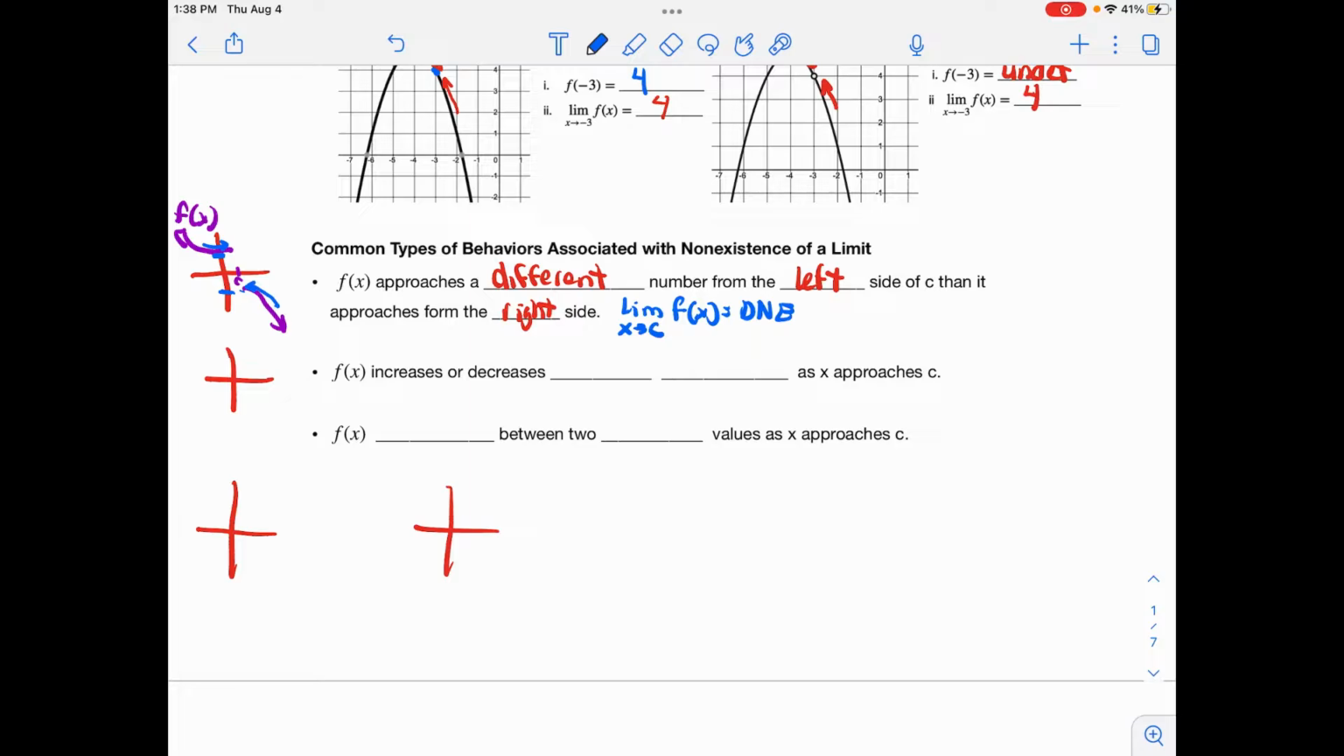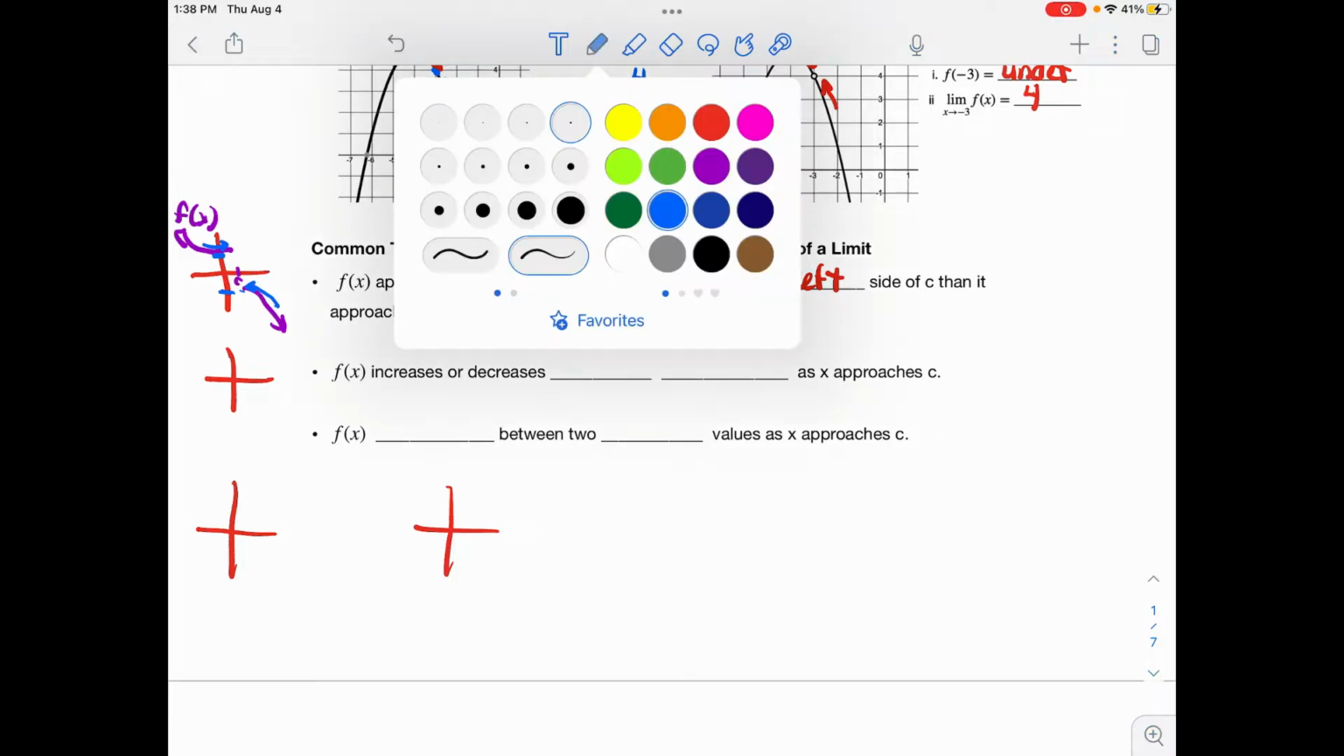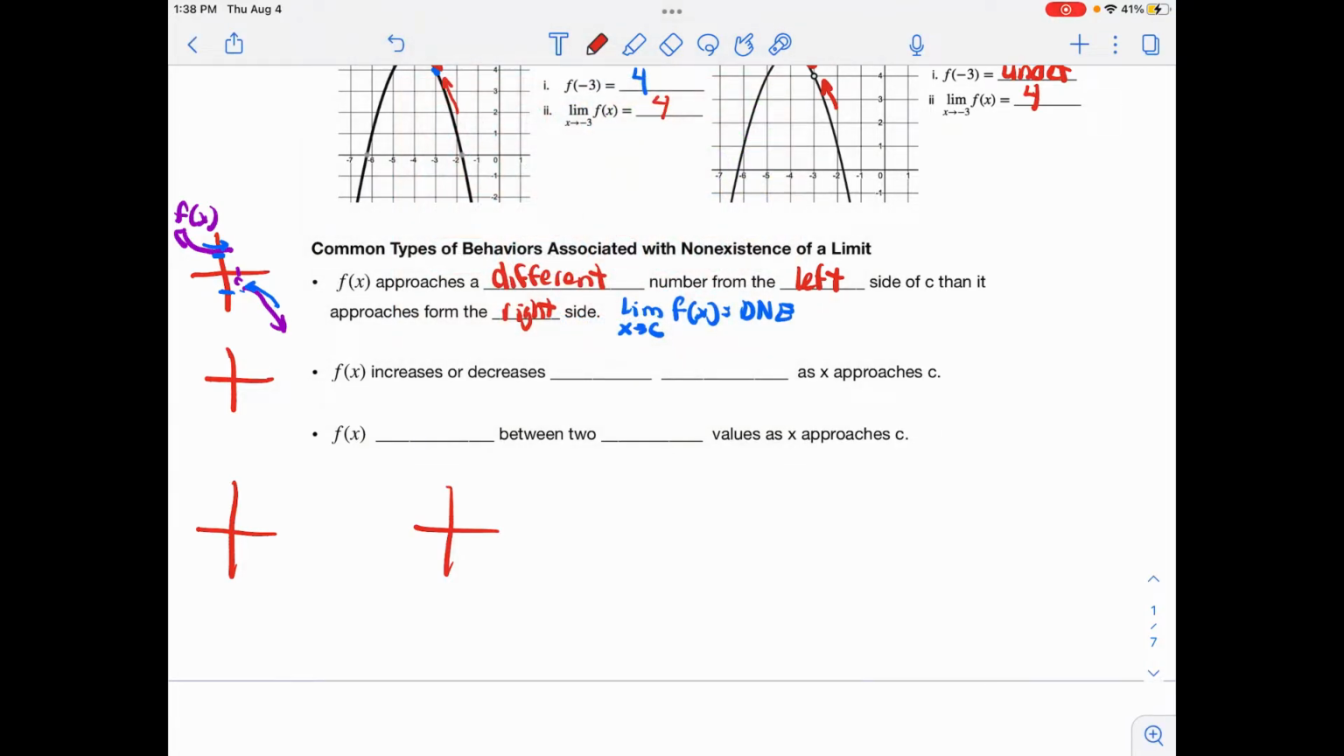Now, our second case is if f of x increases or decreases without bounds as x approaches c. So think about asymptotes.